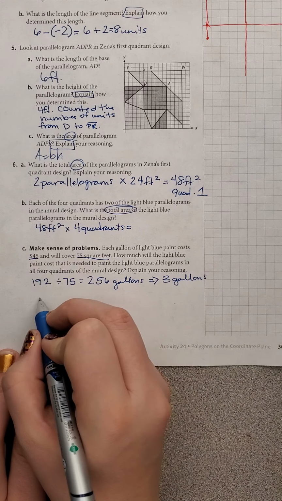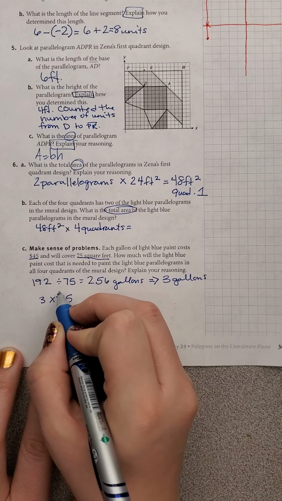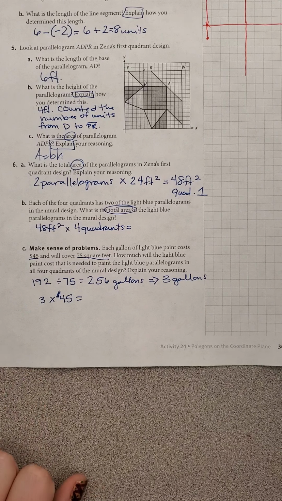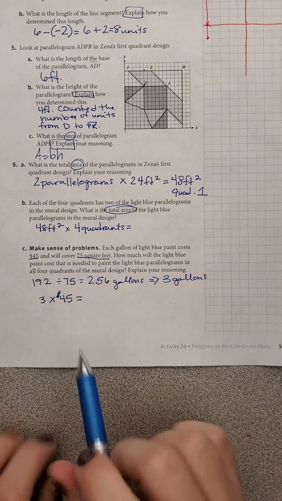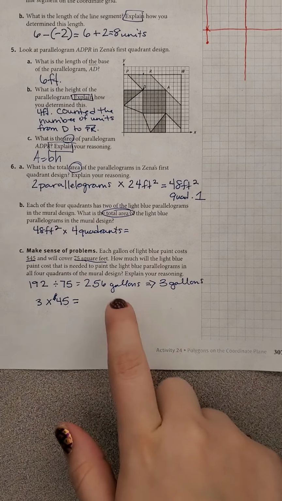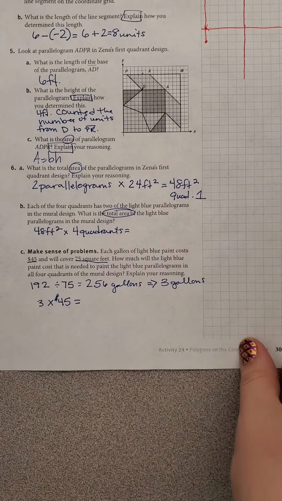Okay, so if I need 3 gallons times $45 per gallon, how much money are you going to wind up spending on paint? I'm going to let you figure that out. So I have 3 gallons of paint that I need times $45 for each gallon. How much total money will be needed to cover this mural?